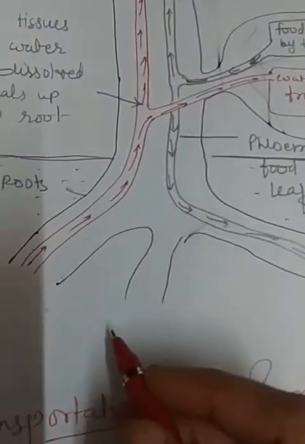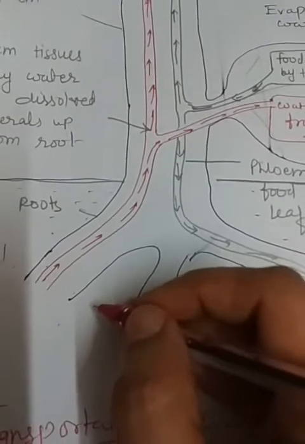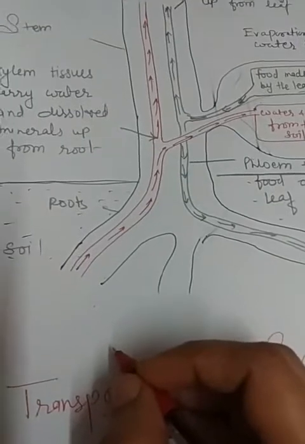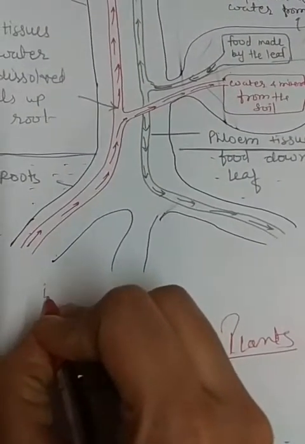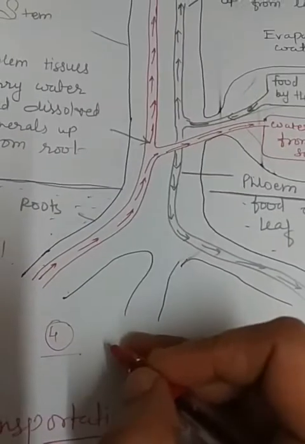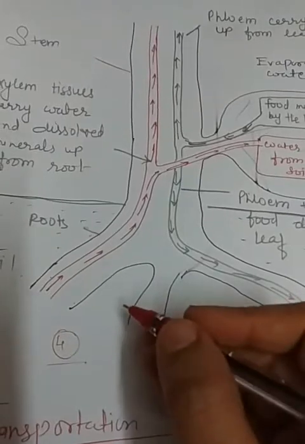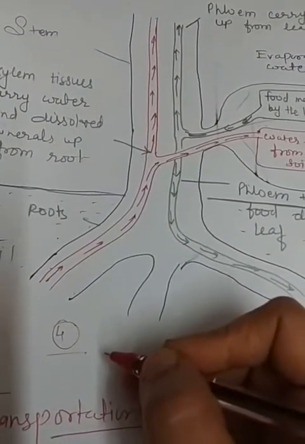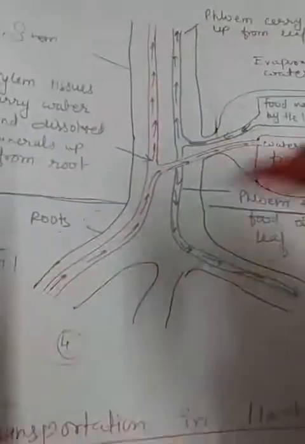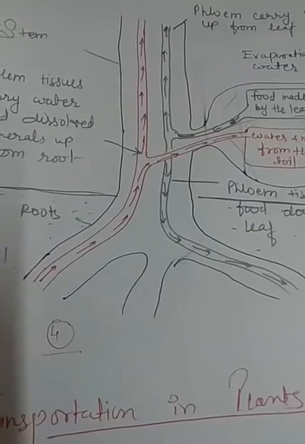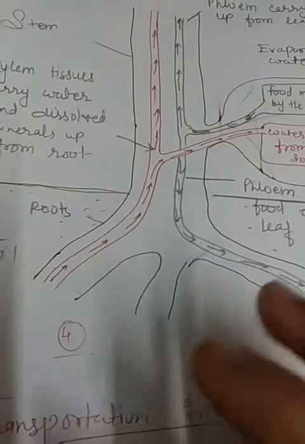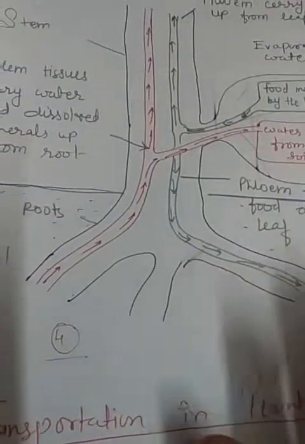Xylem mainly comprises tracheids, vessels, xylem parenchyma and xylem sclerenchyma. It consists mainly of four parts: tracheids, vessels, xylem parenchyma and xylem sclerenchyma. So tracheids and vessels help in the conduction of water and minerals, whereas sclerenchyma provides flexibility and rigidity to the plant.